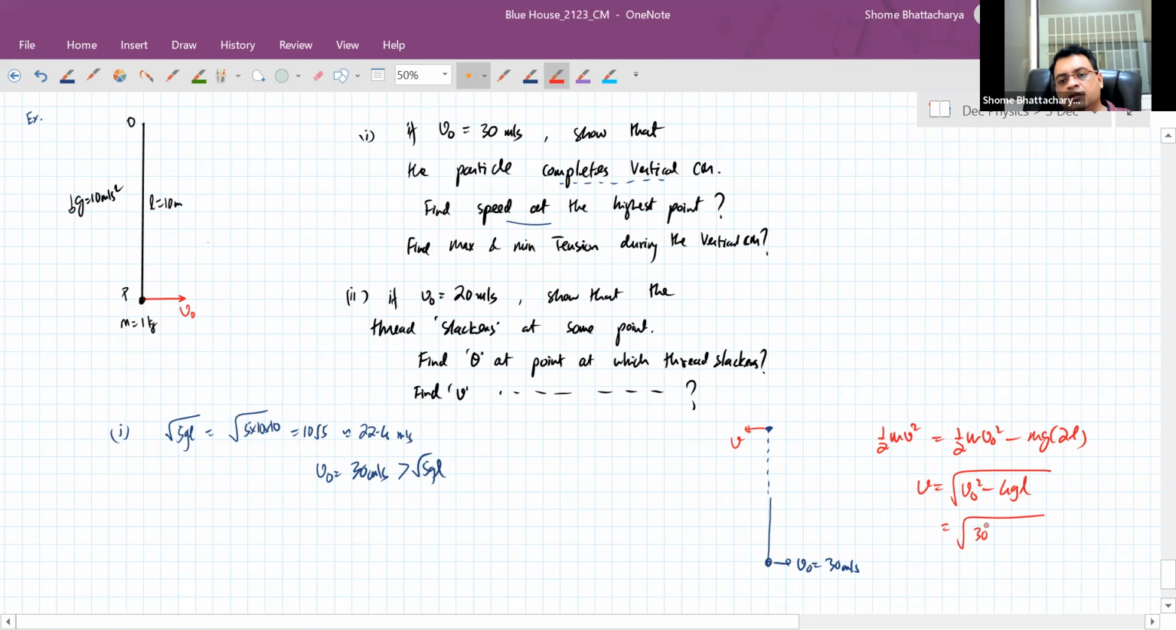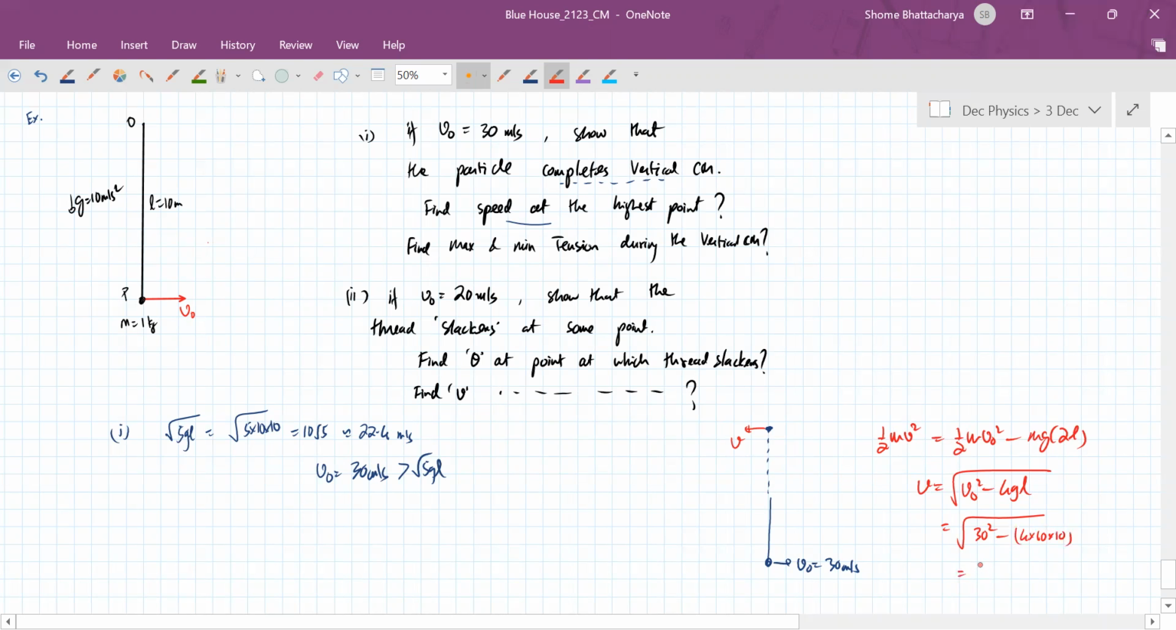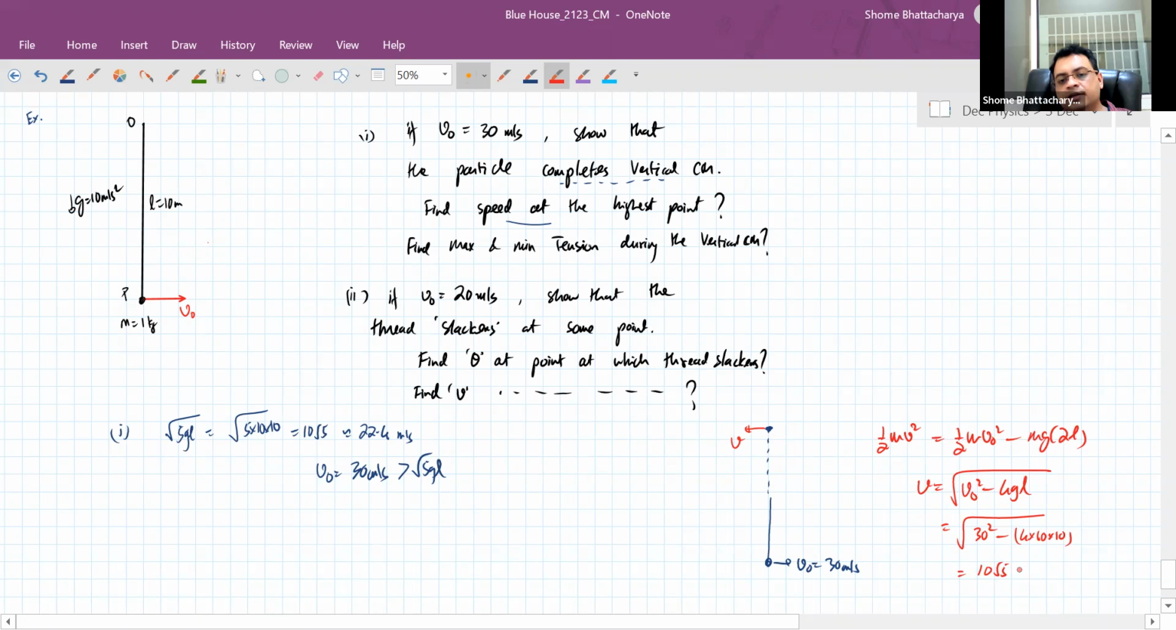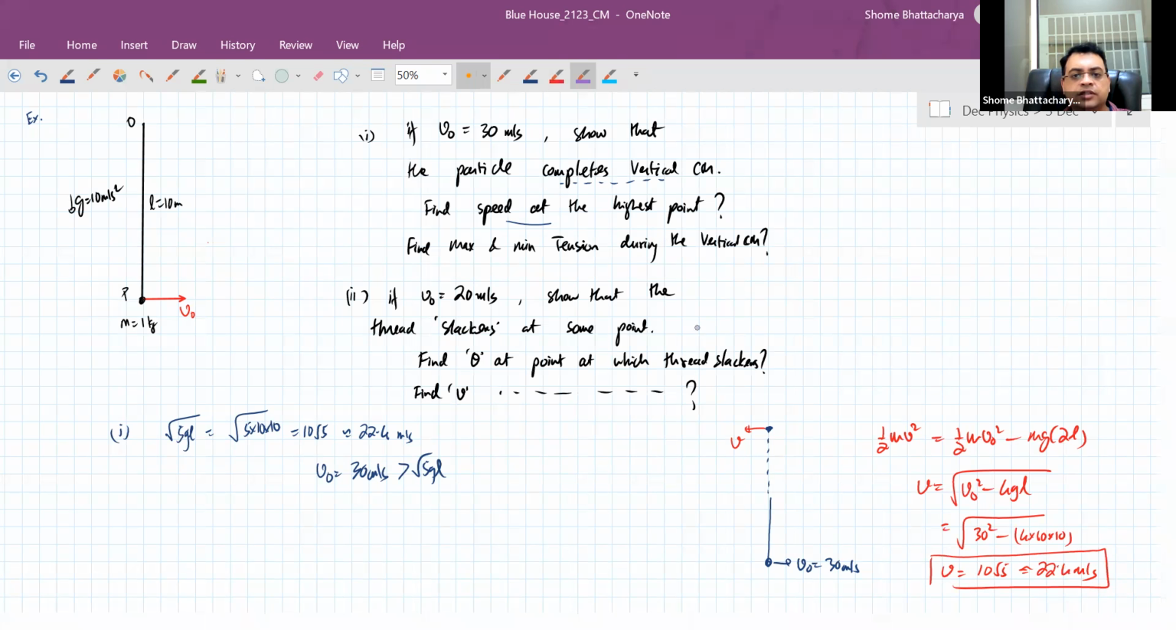So this is becoming 900 minus 400, I think, right? So it's becoming 10 root 5. In fact, it's having that root 5 GL kind of value, interestingly. Approximately 22.4 meters per second. This is the V at the highest point. Now, once you get this, you can also understand how much the tension is at the highest point, because the FBD will show you.